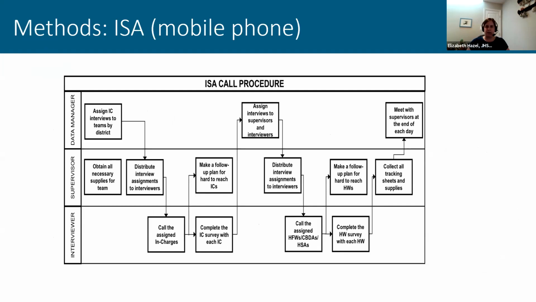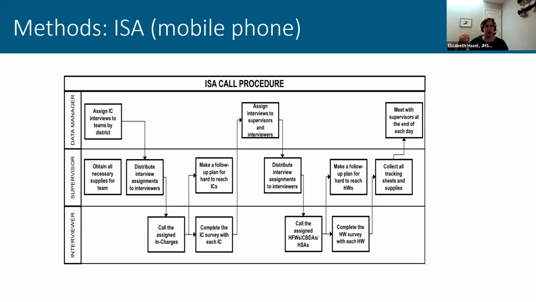So starting with the methods of the implementation strength assessment, this is the mobile phone based assessment. The data manager first assigned a number of facilities to the teams. In the teams, there were some interviewers and a supervisor. The teams contacted as many of those in-charges or another appropriate person at the facility as they could reach by mobile phone. And for those that they couldn't reach, they then worked with their supervisors to make follow-up plans to attempt to capture all the facilities. As part of the in-charge interviews, one goal was to create a listing of all the facility and community-based family planning providers, including their names and phone numbers. And from that, we built our provider listing. So from that, the data manager then assigned provider interviews to each of the teams. The teams did as many as they could, and then made follow-up plans with their supervisors for those that they couldn't reach.